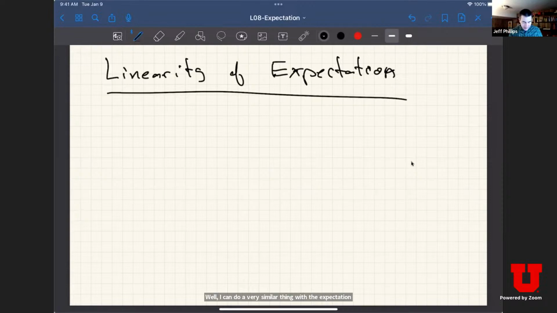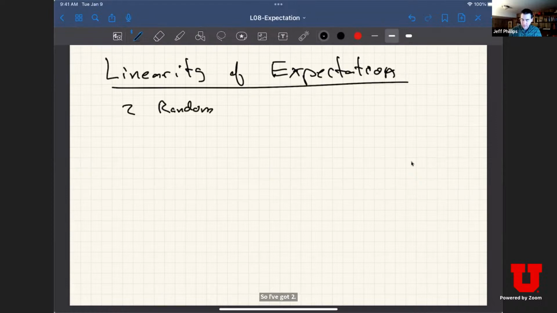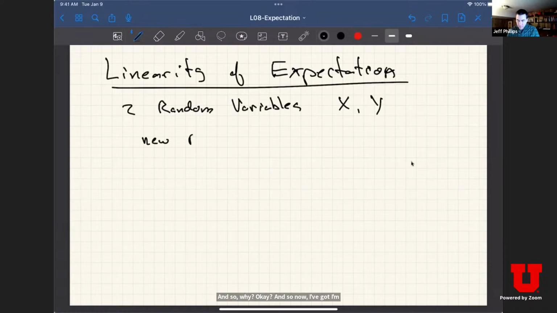So I can write a random variable. Let's say I've got two random variables, x and y, okay? And now I'm going to create a new random variable called z. This is z, my new random variable, and this is just going to be written as 2x plus 3y.